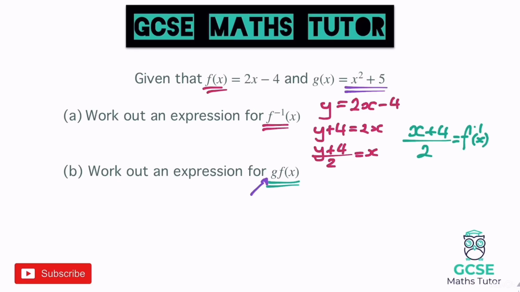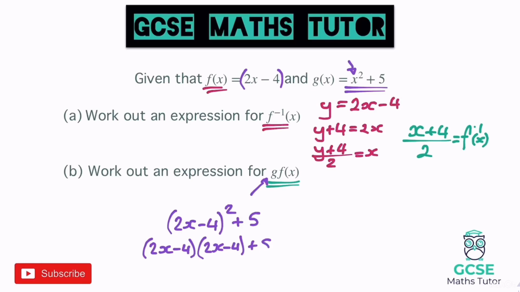So if I stick f into there, the way that I do it is I stick the function of f in a bracket, and I'm just going to replace the x value here with that bracket. And if I do that, I get 2x minus 4 in brackets squared, because it's x squared, and then plus 5. So really there is an expression for that, but I'm going to completely expand it and simplify it all down. So we have a double bracket, we have 2x minus 4, and another 2x minus 4. And then once we've expanded that, we just need to remember to add 5.